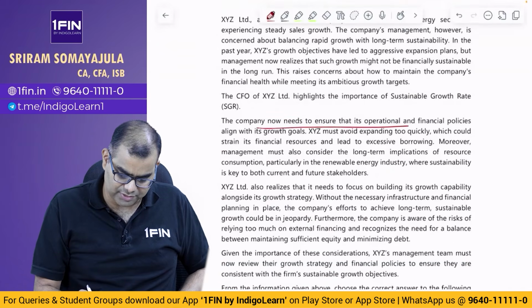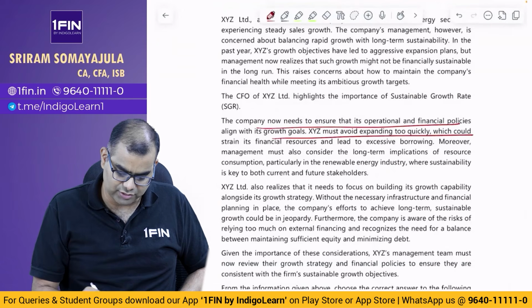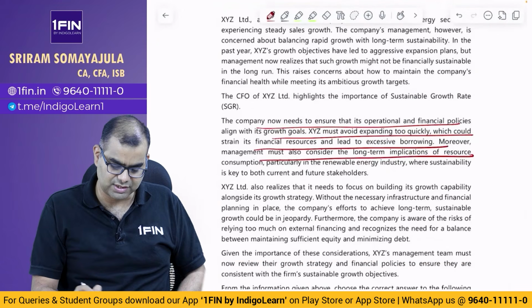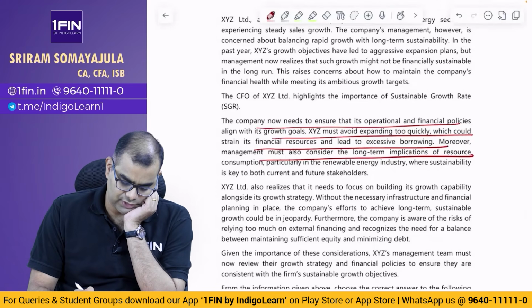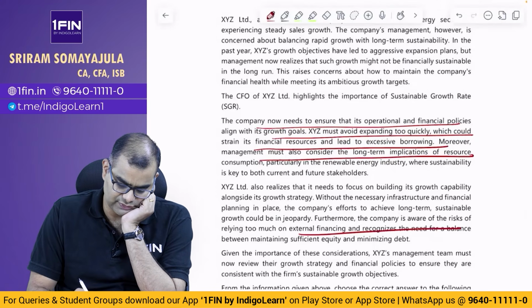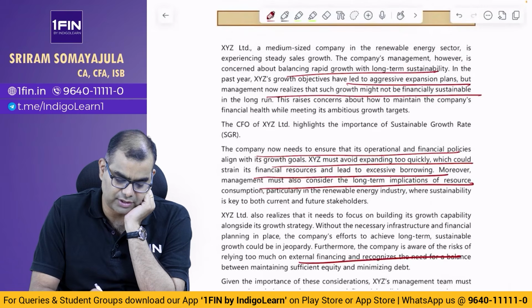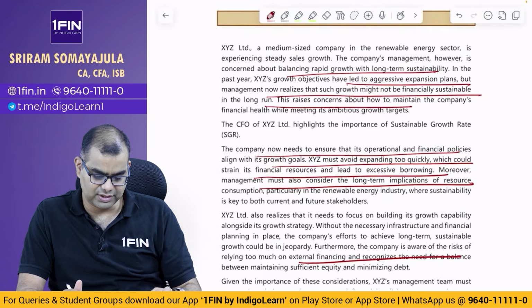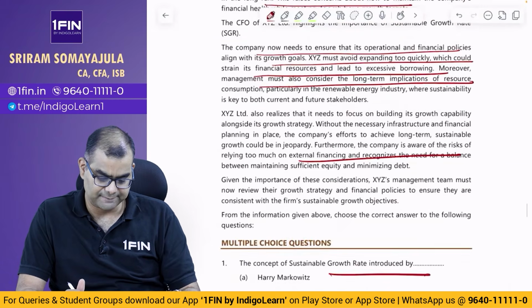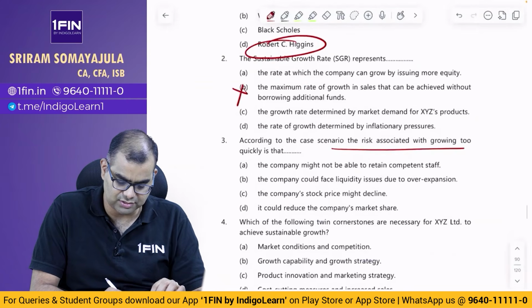So company must ensure operational and financial policies support goals. Expanding too quickly can strain financial resources, leading to excessive borrowing, and they must also consider long-term implications of resource consumption. Okay, risk of relying on external financing due to excessive expansion, but realizes growth might not be financially sustainable. So it is this one only. It is our liquidity issues.